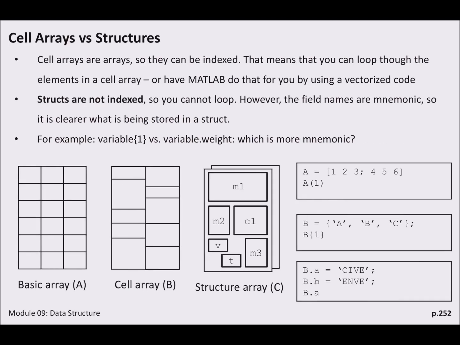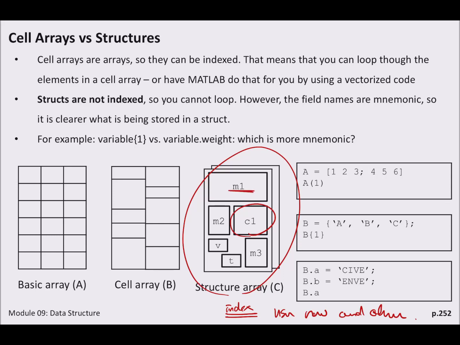This slide explains the difference between the cell and the structure array. I already mentioned in the previous slide, the structure array is not indexed. This means we cannot access the value using the row and column index. But we can put the mnemonic variable name in the structure array. Your script is more clear and readable. Can you see the difference between them? Okay, good.